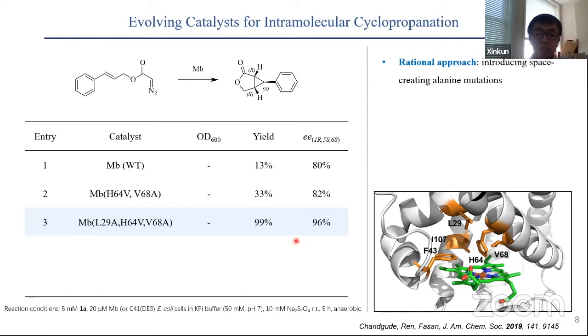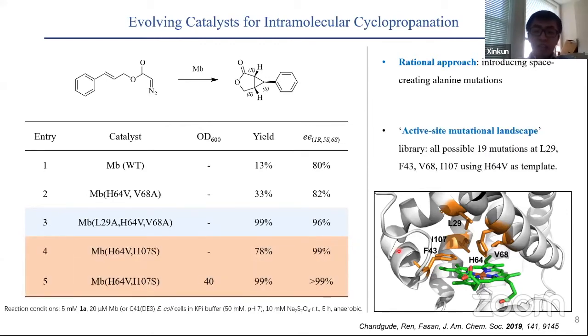However, when I brought this result to my advisor, Rudy, he was not satisfied and asked me to find another catalyst that gave 99% enantioselectivity because the majority of the possible active site sequence space was not targeted yet. Then I applied a directed evolution approach, an active site mutational landscape library that contains all the possible 19 mutations at each of the 4 active site residues were created.